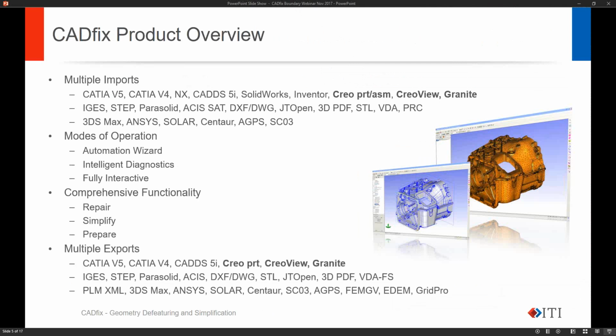Outputting the model, again, we have a range of native formats, including Creo parts, Creo View and Granite, and we have some neutral formats, and again, the same list of exports available here. We have slightly more specialist systems we're going out to because there are more analysis packages maybe receiving our files.